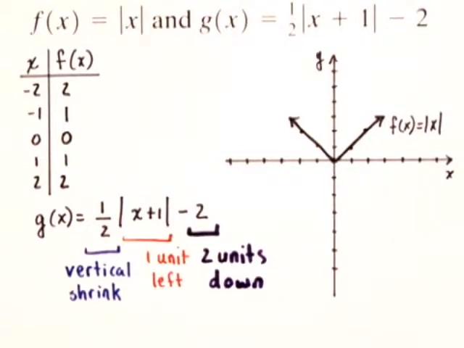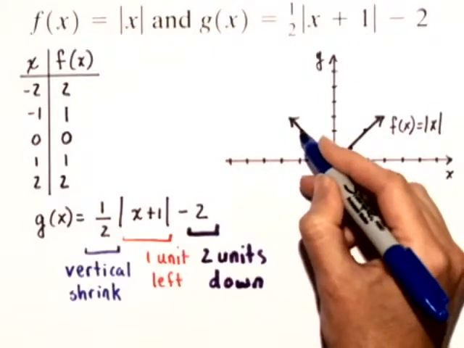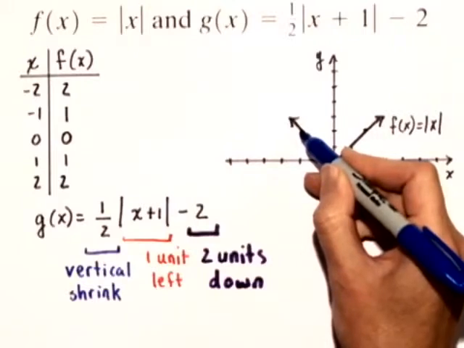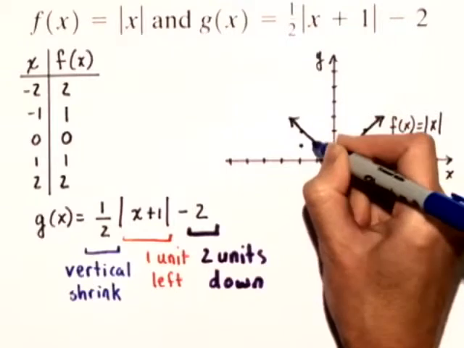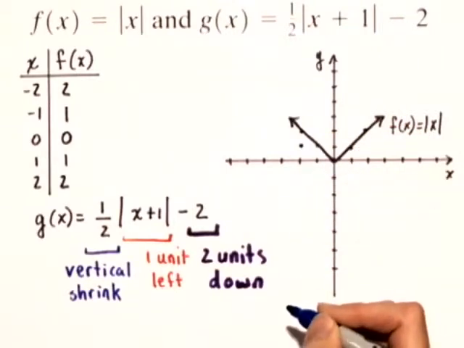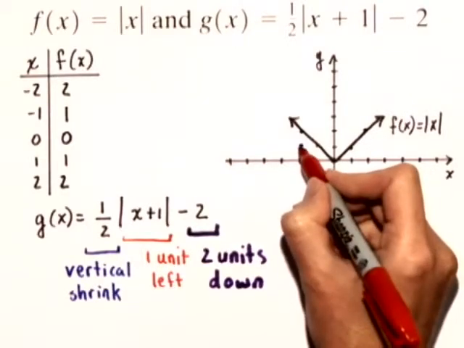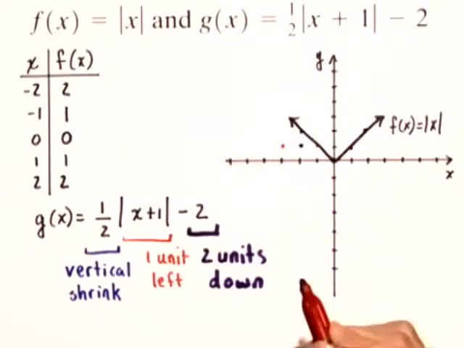Now I'm going to take each of these 5 points and do the transformation on them in a color-coded way. So let's start with this point over here. (-2, 2) was our original point. I'm going to do a vertical shrink. So instead of (-2, 2), it's going to go to (-2, 1). See, the y coordinate is only half as large. Now I have a shift in the horizontal direction, 1 unit left. So I'm going to take this blue point and move it 1 unit left. There it is in red.